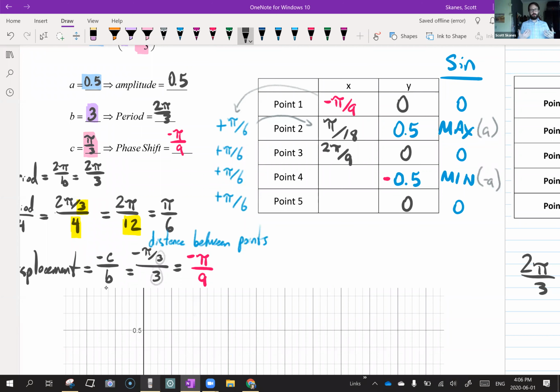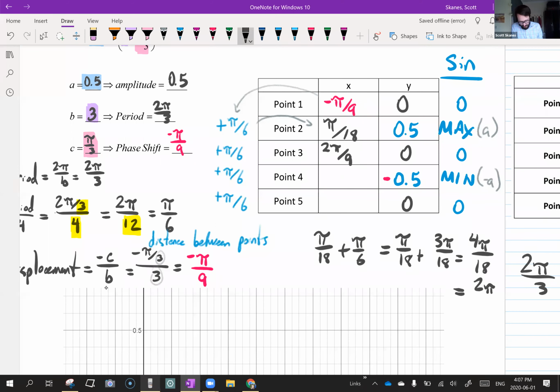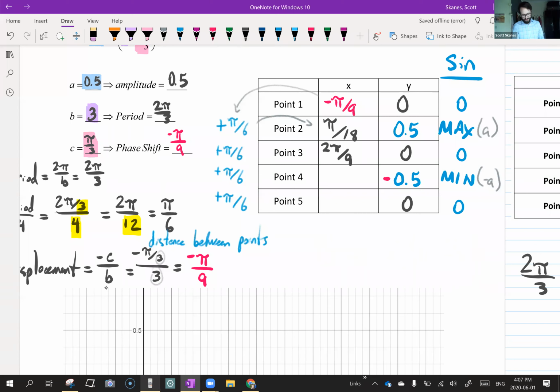Okay, of course, you can do this by common denominators if you want. Like if you had pi over 18 plus pi over 6, you could also say that that's pi over 18 plus 3 pi over 18. That's 4 pi over 18, and you could simplify that to be 2 pi over 9. But that's a whole lot more work, in my opinion, than just getting the calculator to do it for you. So maybe just get the calculator to do it for you, or use the internet.